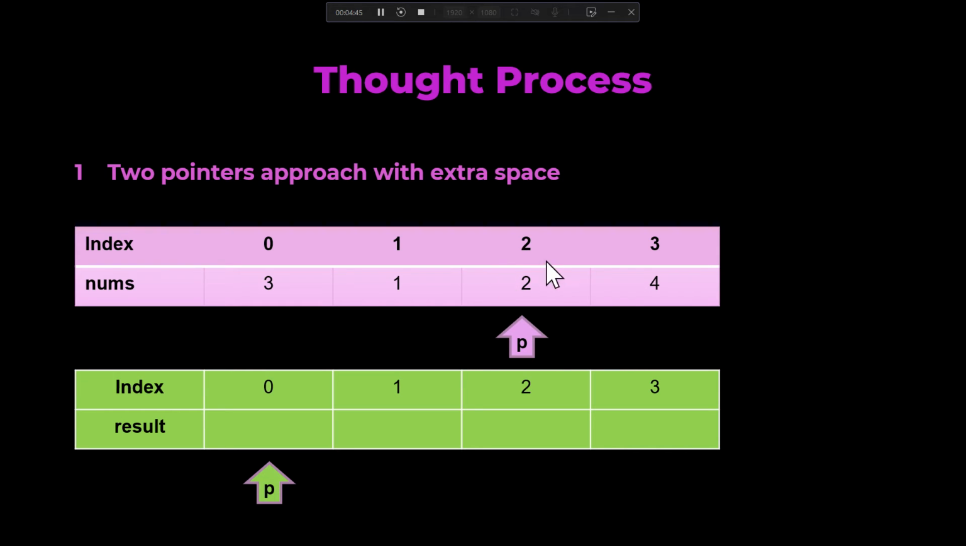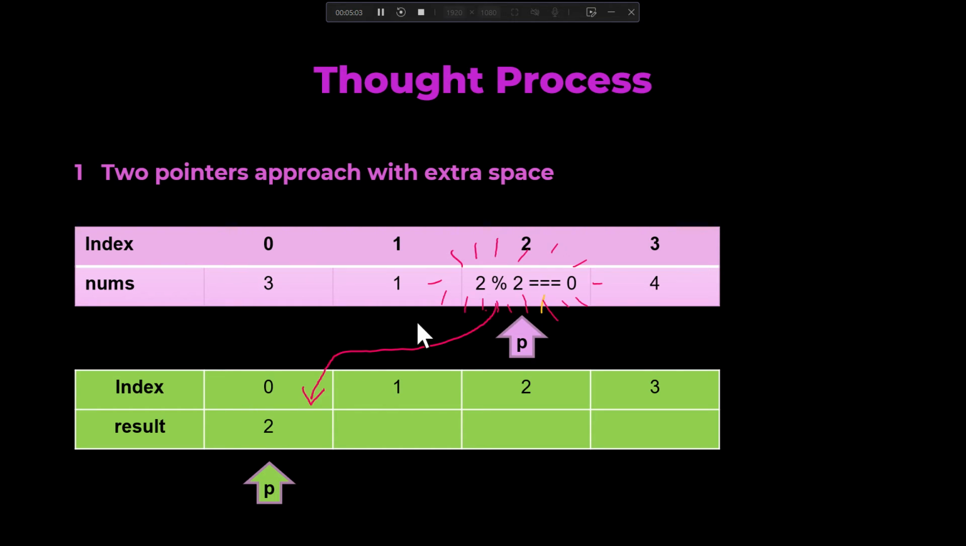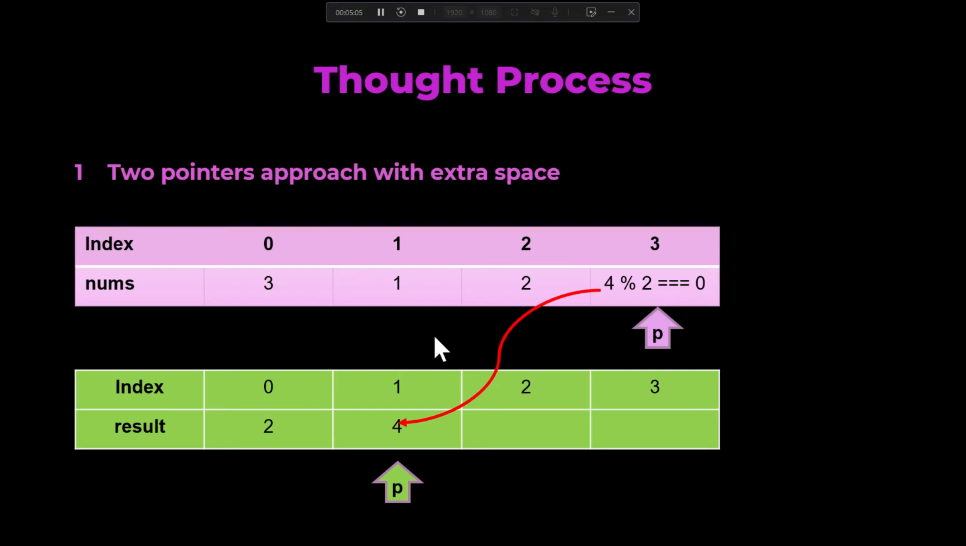Now we are at index 2 and we can see that the value is 2. It is even, with the modulus, the remainder will be 0. Because it is even, we can put the element into the result. After we add the element into the result, we can increment the pink pointer as well as the green pointer.